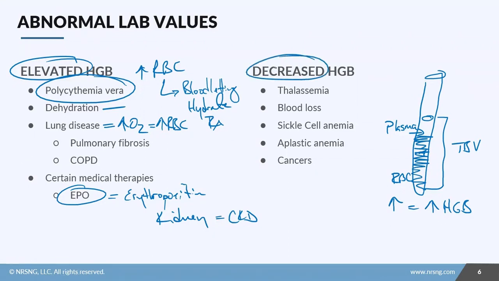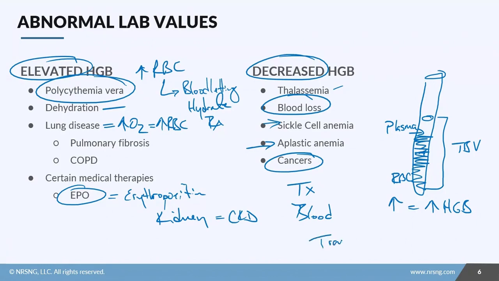Conditions that you might consider for a decrease in hemoglobin: thalassemia, which is a genetic disorder that affects red blood cells and hemoglobin production. You may see it low in that one. If you have some sort of hemorrhage, if you've got sickle cell anemia or aplastic anemia, certain types of cancers, obviously your treatment for anemias and blood loss are going to be blood transfusions. These blood transfusions are going to help increase that overall red blood cell and hemoglobin concentration.